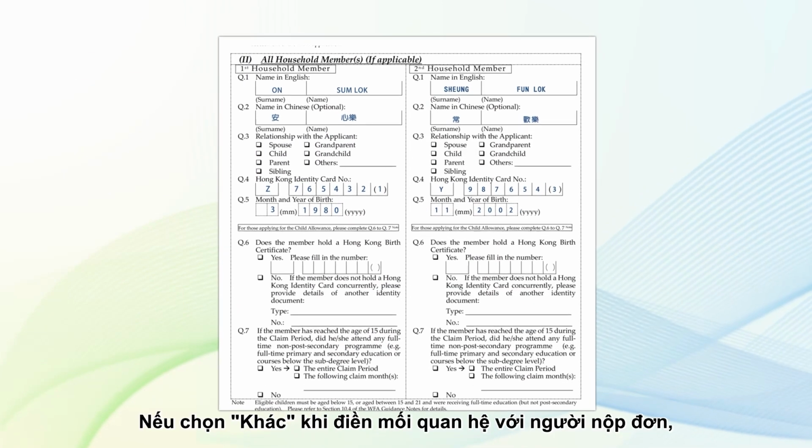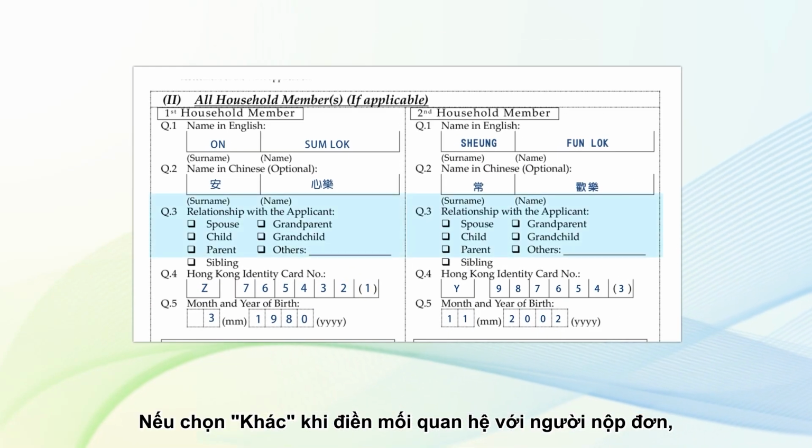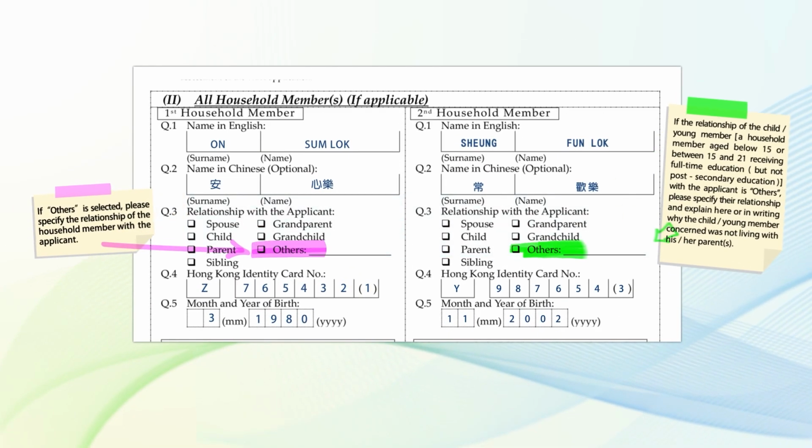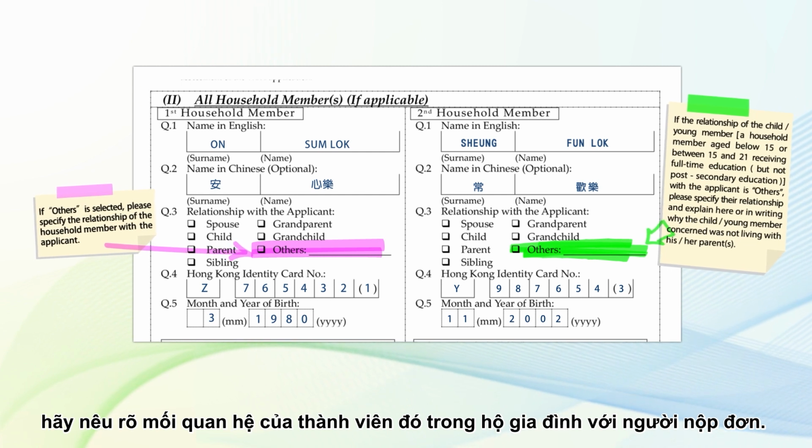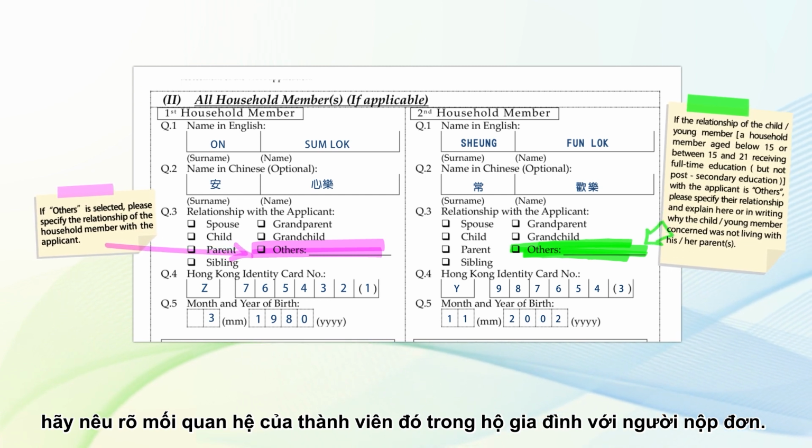If Others is selected when filling in the relationship with the applicant, please specify the relationship of the household member with the applicant.